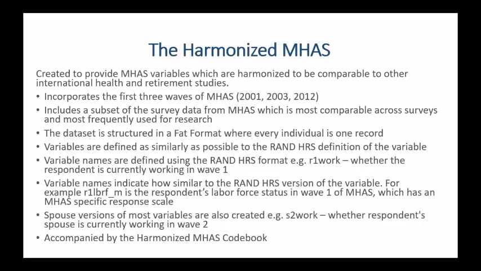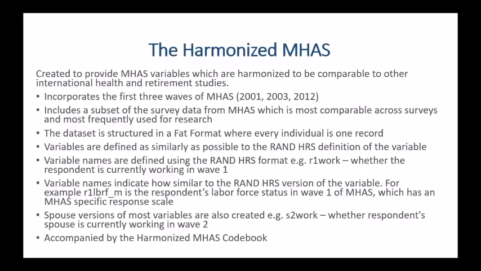Variables are defined as similarly as possible to the RAND HRS definition of the variable. This is across all the harmonized data sets, so it's very easy to find comparable and identically created variables in different data sets representing data in different countries. Variable names also indicate how similar to the RAND HRS version of the variable that variable is. So for instance, we have a variable in the harmonized MHAS called R1LBRF_M, and that underscore M lets you know this is an MHAS specific variable. LBRF in this case stands for labor force. So this is a variable which records the labor force status of the respondent in wave 1 of the MHAS.